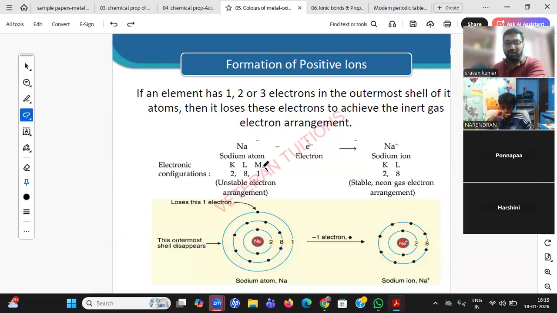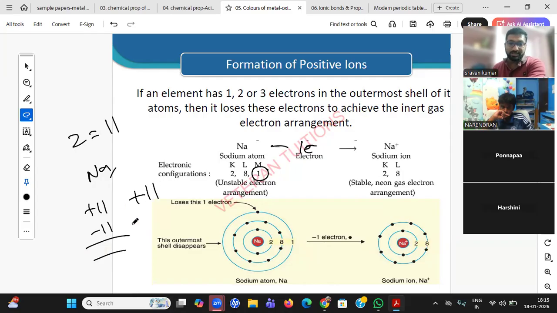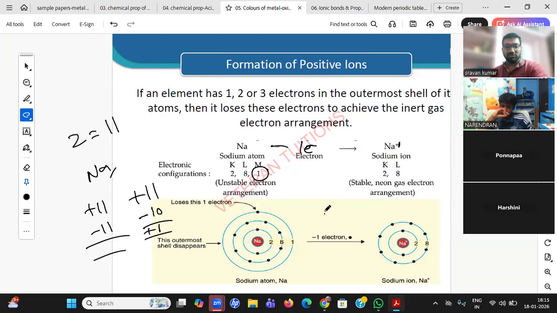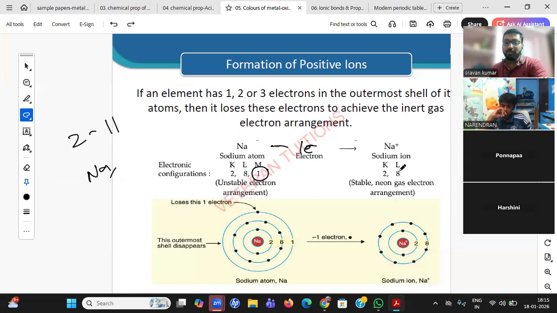So 2 comma 8 comma 1, 1 electron is to be loosened, minus 1 electron. Then you can say sodium ion. Initially it had atomic number 11, that means 11 positive charges and 11 negative charges. Now what did we do? We removed one electron. The positive charges we have not disturbed, but we removed one electron. So what is the charge? Plus 11 minus 10, plus 1. That is what we always write here. Na plus means Na plus 1. So sodium will always form a positive ion.